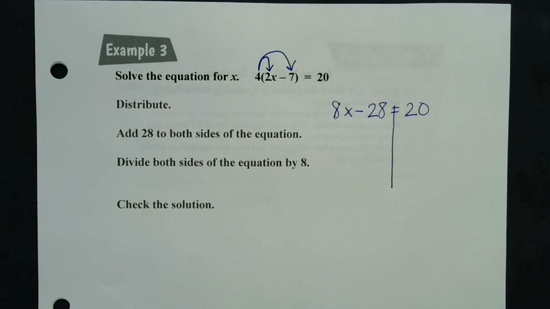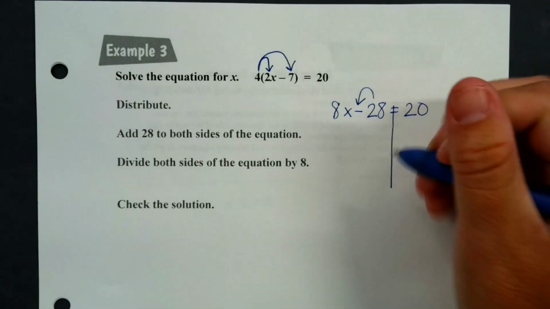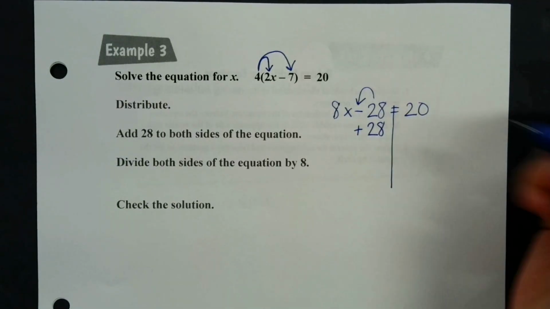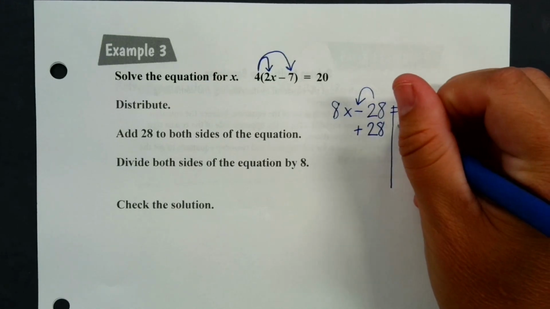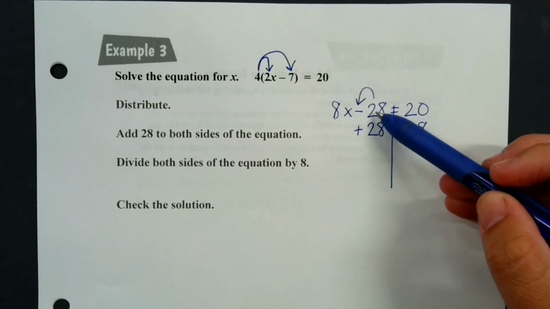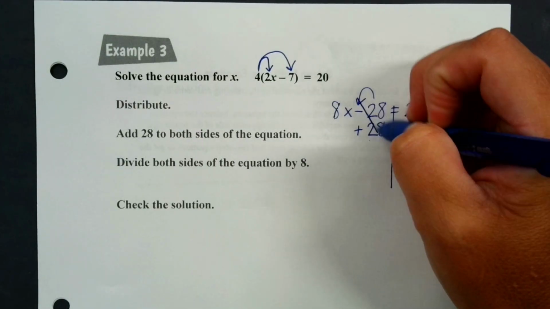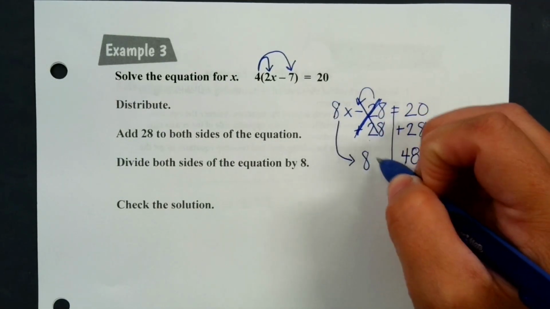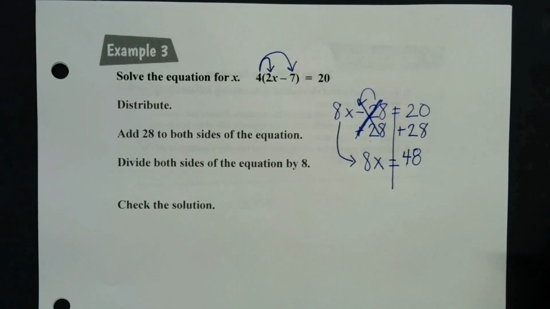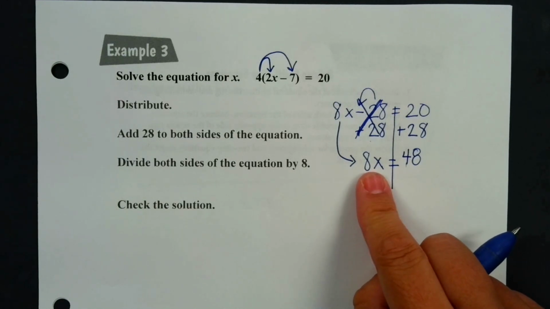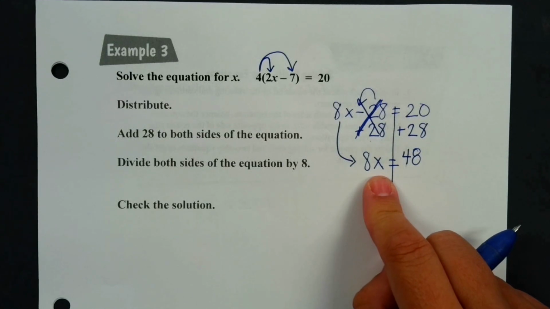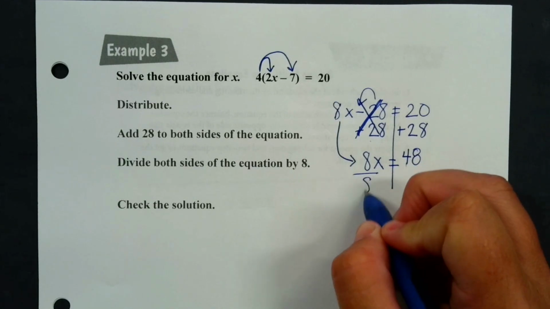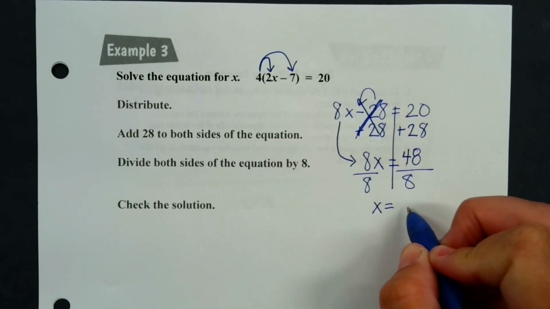This is now a two-step problem. Do you know how to do these? Yeah, you just took a checkup on them. What would I get rid of first, the 8x or the 28? 28. How am I going to get rid of it? Add. Always doing the inverse operation. Whatever I do to one side, got to do to the other. What happens to inverse operations? This cancels out. Very good. This gives me 48 over here. Bring down what I didn't use. What operation is happening right here? 8 what x? Multiplication. So what's the inverse? Division. X equals what? Very good.